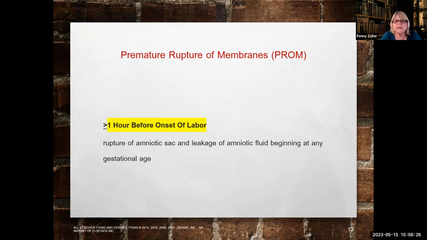Do you remember how we test if it's amniotic fluid versus urine? Is it the strip test? Right, yeah, litmus, nitrazine, strip test. And we want to check the acidity, the pH level.